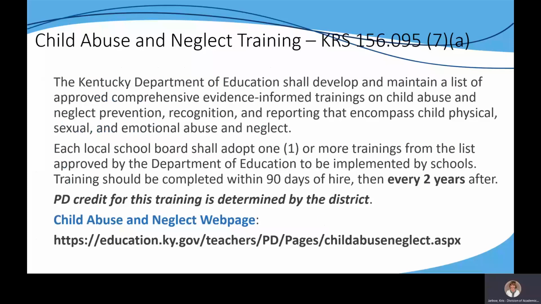Child abuse and neglect training is a requirement every other year. It also needs to be a consideration for anyone that has interaction with students. PD credit for this is made at the district level. There are resources for this on the Child Abuse and Neglect webpage. There are some online options for this. But again, you can handle this locally if you feel like that is a better fit for your district.